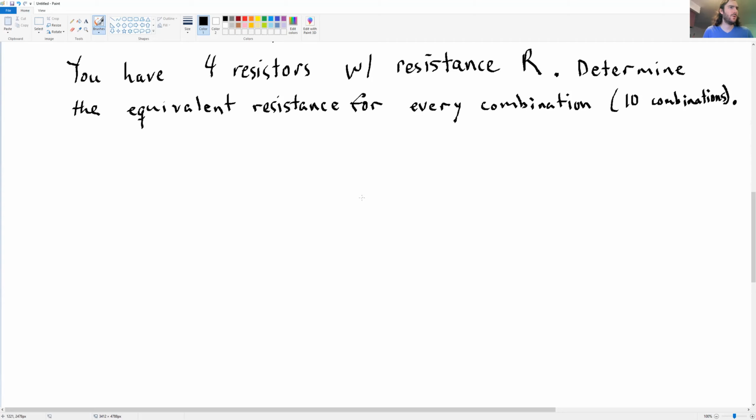Okay, so what do I mean by this? Well, what you do is you imagine you have these 4 resistors and you start connecting them in various ways. So I'll just give you the first 2 very simple ones. Number 1, connect all of the resistors in series. What do you think number 2 is going to be? Right? Connect them all in parallel.